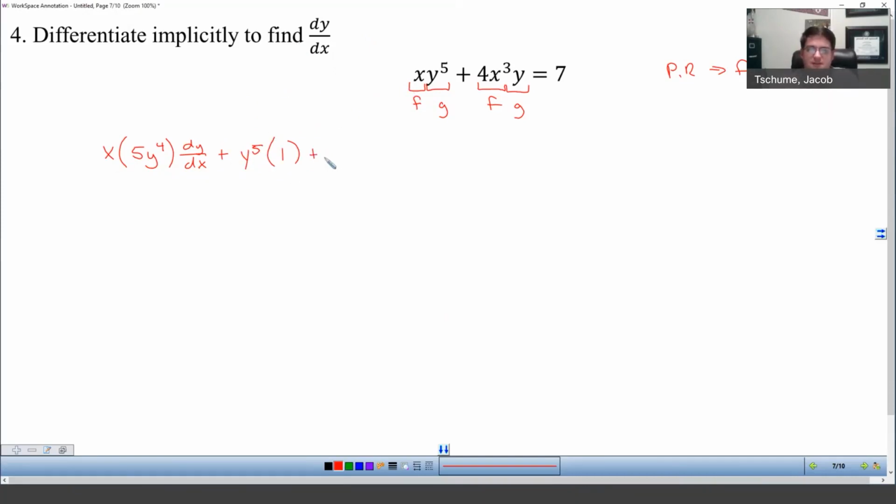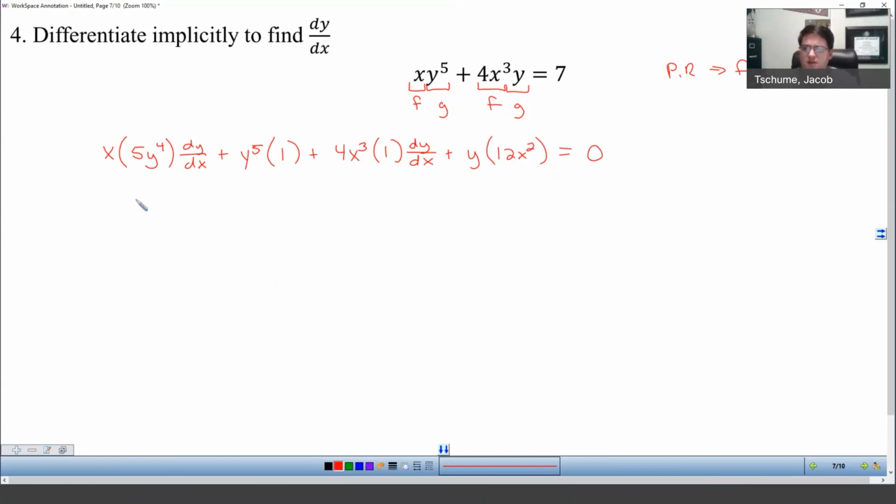Then I bring down the plus sign, and now I have to do the product rule again for these second two terms. So I would take my f function again, which is 4x cubed, times the derivative of g, which is 1, dy dx, plus my g term, which is y, times the derivative of f, which is 12x squared. These second two terms are the product rule of the second pair of functions. This is equal to the derivative of 7, which, as we've seen a few times with constants, is still 0.